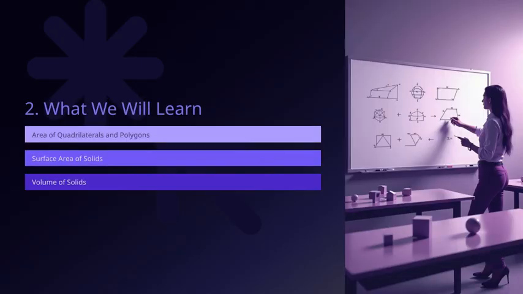Today, we're going to explore what we will learn in this part of the course. First, we'll look at the area of quadrilaterals and polygons, which helps us understand the surface measurements of flat shapes. Then, we'll move on to the surface area of solids, where we figure out the total area covering three-dimensional objects. Lastly, we'll cover the volume of solids, which is all about understanding how much space these objects occupy.